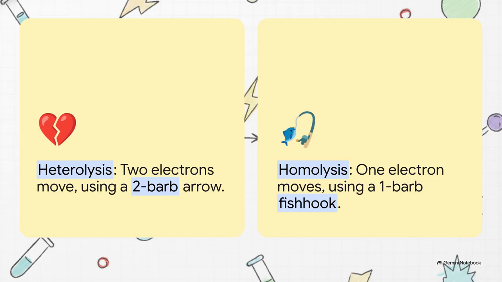On the left, we've got heterolysis. This is where one atom greedily takes both electrons. You can spot this by the standard curved arrow with two barbs. But looking on the right, we have homolysis. This is a perfectly even split. Each atom takes exactly one electron. And to show this specific move, we use a special arrow with just one barb, often called a fishhook arrow. Keep that fishhook in mind, it's absolutely crucial.